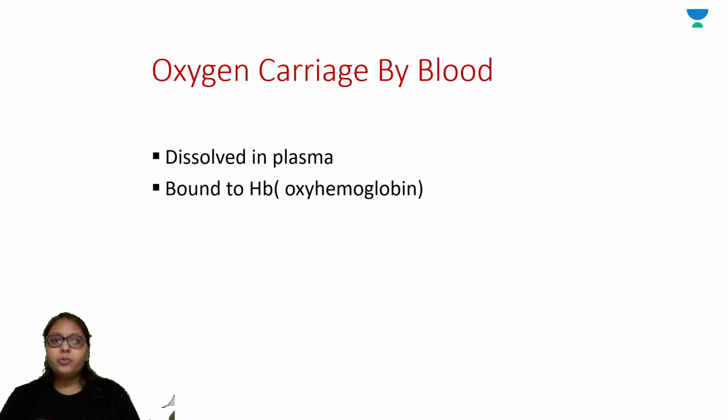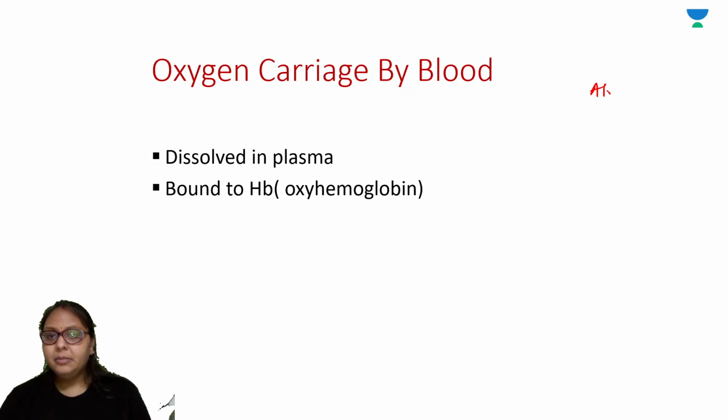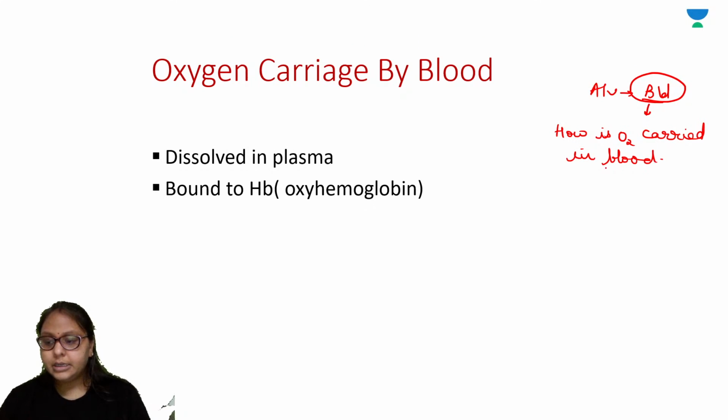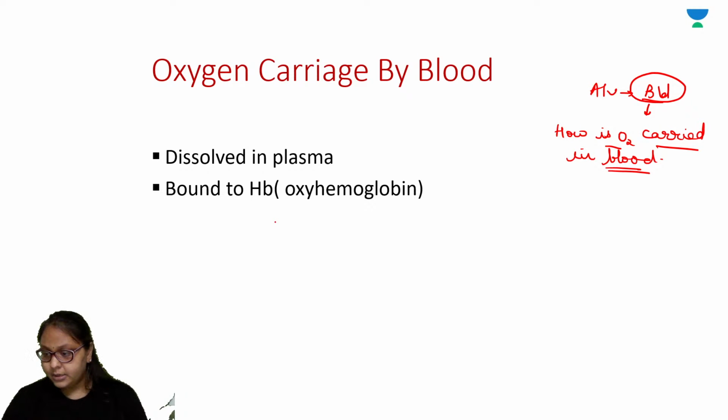Okay. Now we have come from the alveolus to the blood. So how is oxygen carried in blood? Oxygen is carried in blood in two forms.